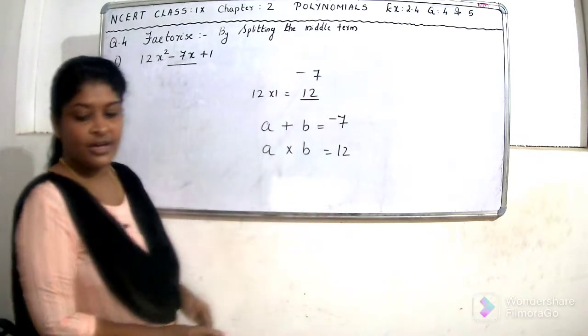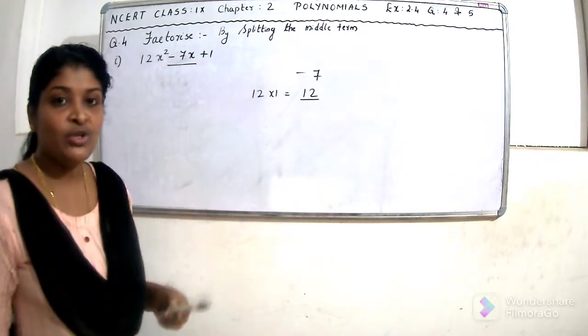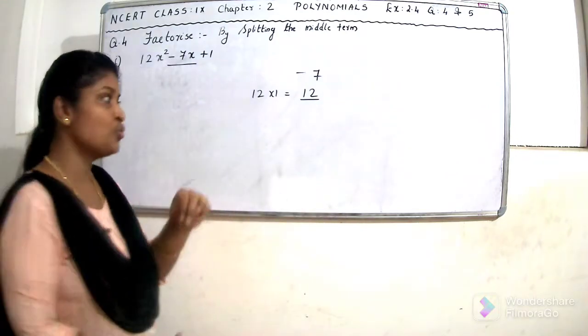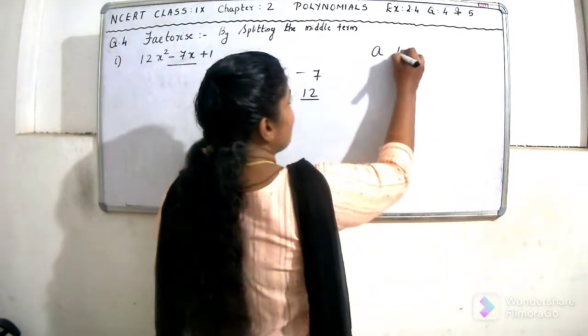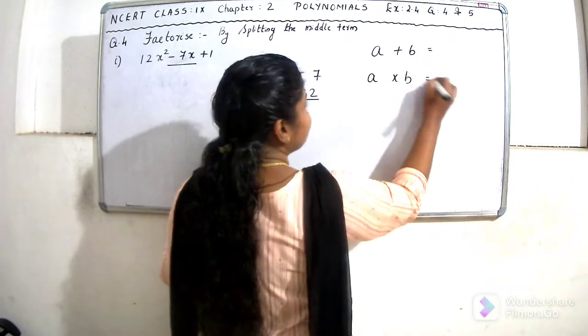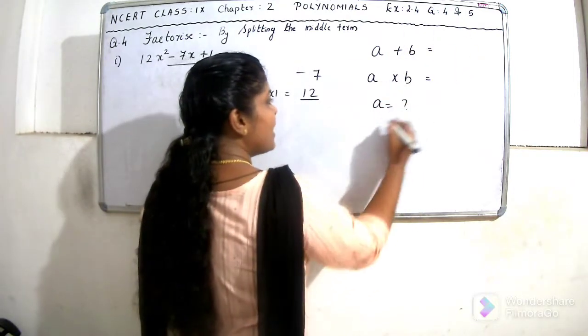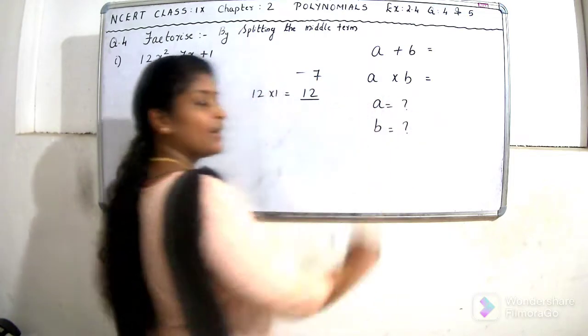Now 12. We are starting from 12. What are we going to do? We are trying to find two numbers, which are A and B, and A into B we have to get. The answer we know; we have to find out what A is and what B is.